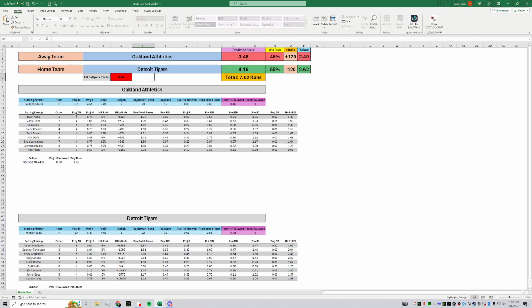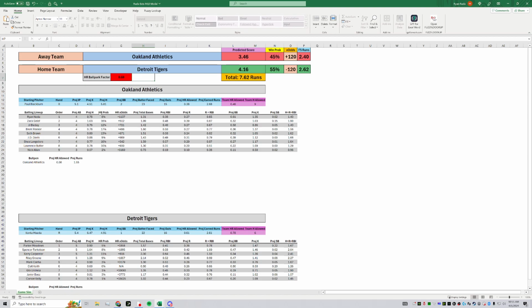So this is an important thing to look at, especially if you're looking at hit props. Right here, you can see no one on Oakland is projected to take more than 4 at-bats, meaning they probably won't be getting on base too much to allow some of these top guys to get a 5th at-bat. Next to that is the projected hits number.